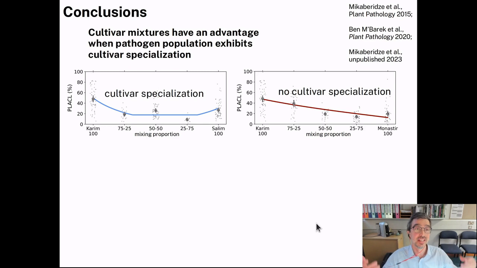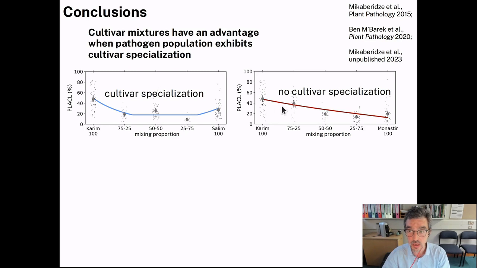So the key take-home message of this talk is that cultivar mixtures have an advantage when the pathogen population exhibits cultivar specialization. And so thanks to this data-model comparison, we can now hypothesize that in the Karim-Salim mixture, the pathogen population exhibits cultivar specialization. And this is the reason why the disease severity is suppressed across a range of intermediate values of the proportions of the two cultivars in the mixture.